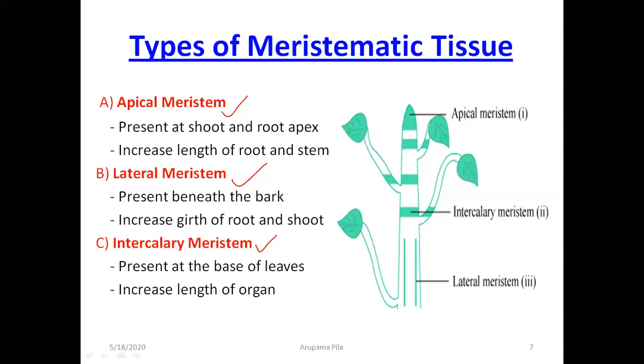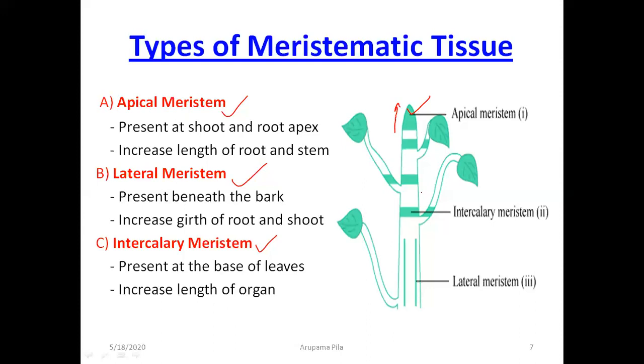Then intercalary meristem. Intercalary meristem is present at the base of leaves, means at the position of node, and their function is to increase the length of the organ. They are present at the base of the node and they increase the length of the leaf. Here by this diagram I'll explain this. See, this is the apical meristem, which is present at the tip of the shoot, and the length of the plant increases in this way.